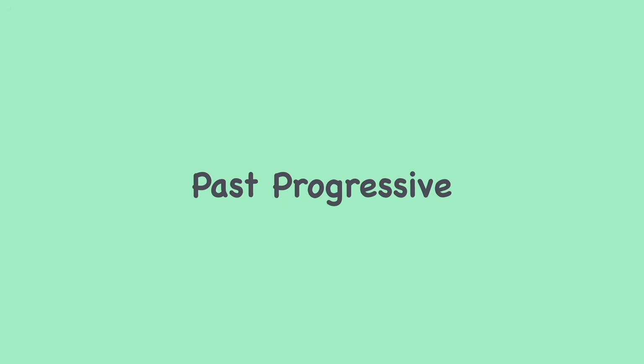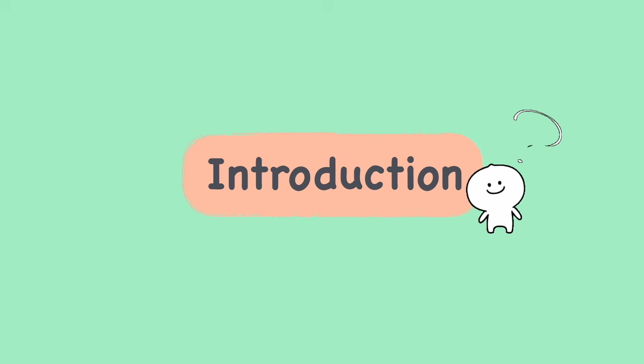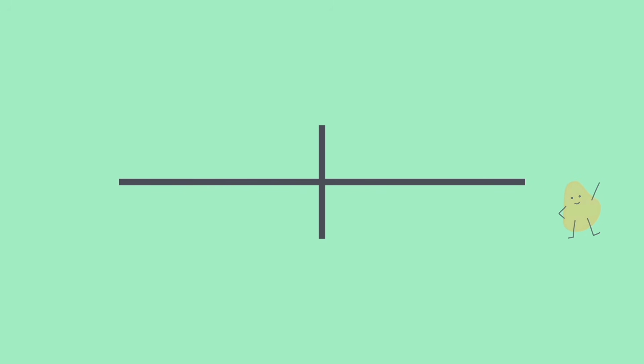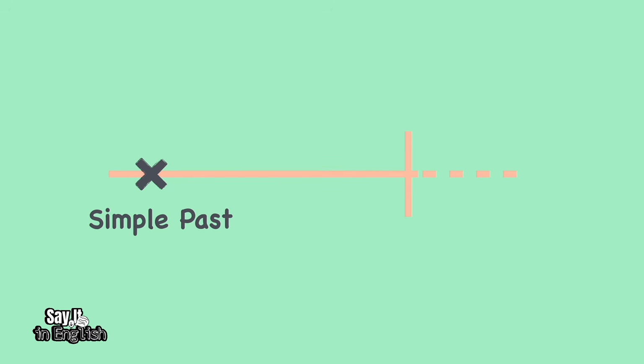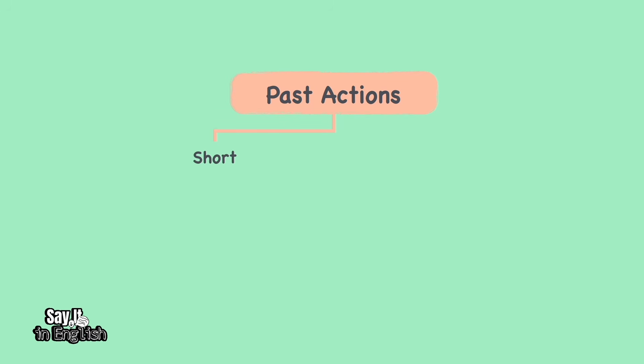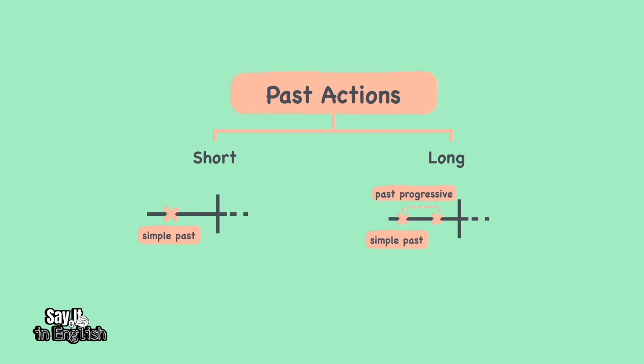Past progressive. What are verb tenses? Verb tenses show the time when an action takes place. The simple past and the past progressive are both essential verb tenses. For short past actions, we use the simple past. For longer, continuing past actions, we use either the simple past or the past progressive.